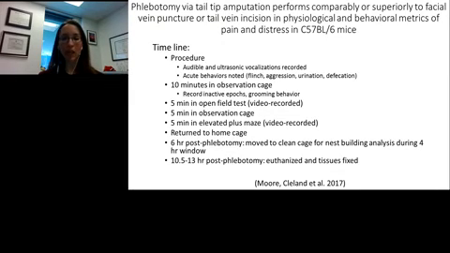Mice then went back to their home cage, but 6 hours after phlebotomy, we moved them to a new cage that had a brand new little cotton nest pad, and they stayed in that cage for 4 hours so we could evaluate their nest building activity. And then roughly 12 hours after phlebotomy, they were euthanized for histologic tissue evaluation.